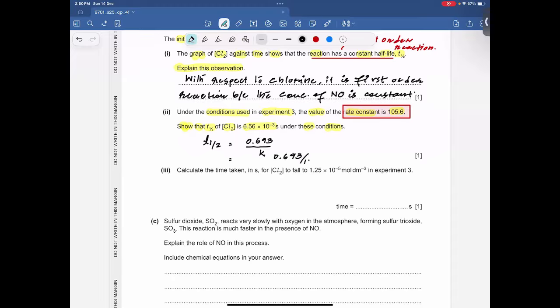So I'm going to put this value in the formula and I'll get the answer. 0.693 divided by 105.6. So it's going to be how much? 6.56 into 10 to the power minus 3 seconds. Okay.